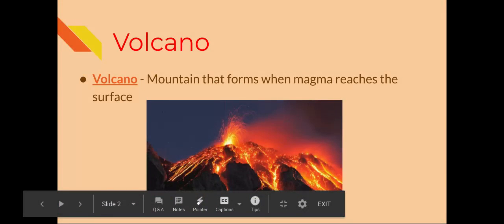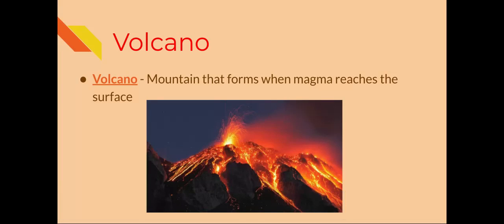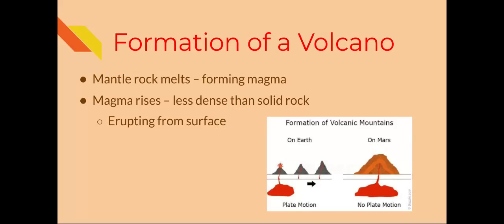Volcanoes are mountains that form when magma reaches the surface. So magma is actually molten rock that is underneath the Earth's crust. Formation of a volcano. Volcanoes can form different ways, and we'll talk about that later. Some form at hot spots and other structures.